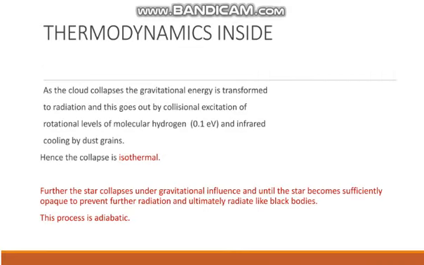Thermodynamics inside. As the cloud collapses, the gravitational energy is transformed to radiation, and this goes out by collisional excitation of rotational levels of molecular hydrogen and infrared cooling by dust grains. Hence the collapse is isothermal. Further, the star collapses under gravitational influence until it becomes sufficiently opaque to prevent further radiation, and ultimately radiates like a black body. This process is adiabatic.